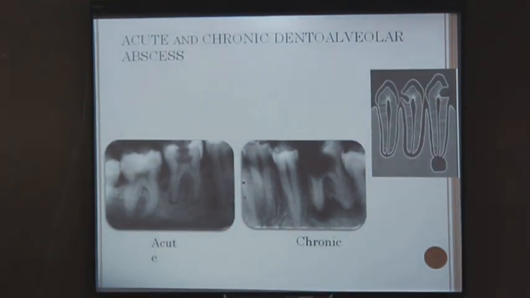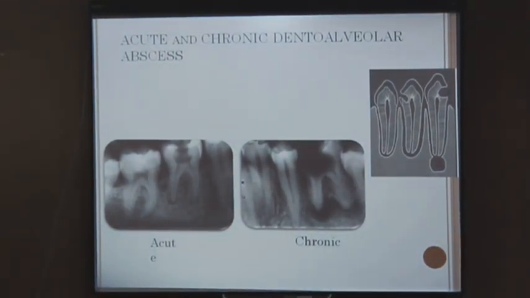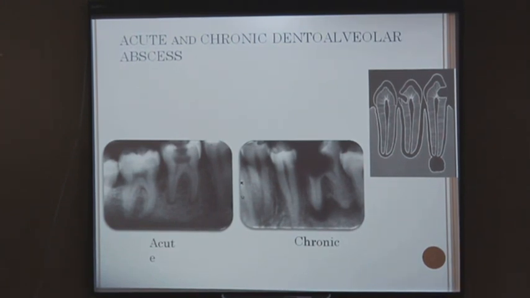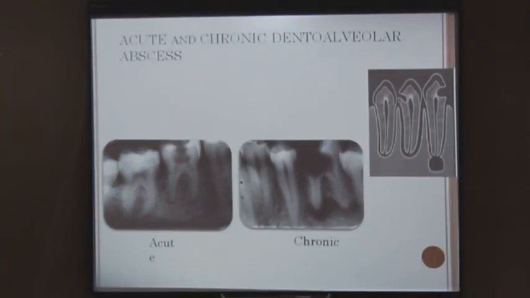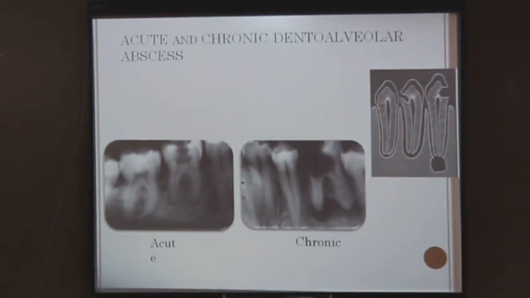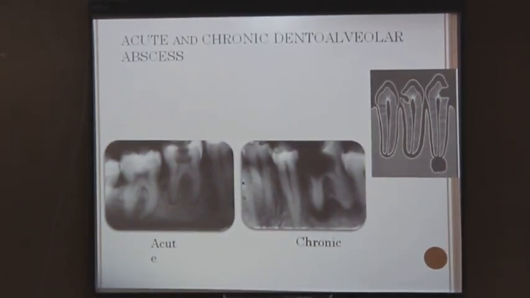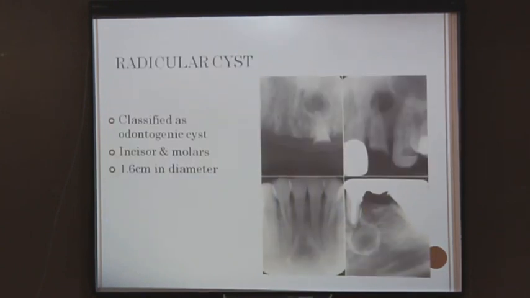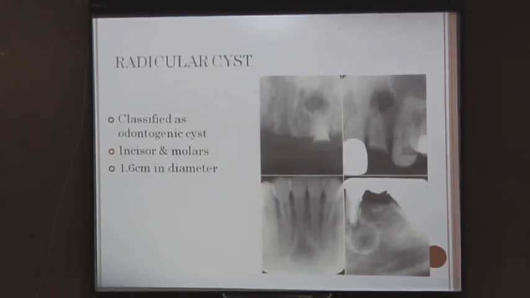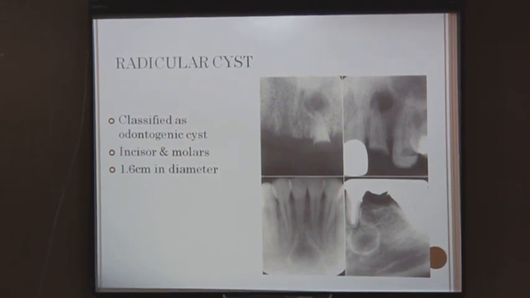You see that difference? In the first image you only see periapical widening, periodontal ligament widening. So that is your acute. Whereas in case of chronic you see a huge radiolucency. That is your chronic. Radicular cyst, you have a well-defined sclerotic border and it can go up to 1.6 centimeter in size. That is an MCQ question.